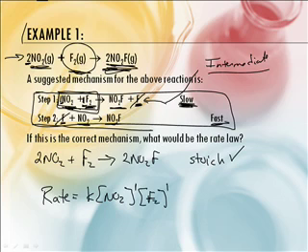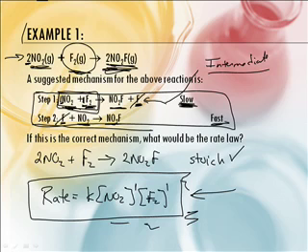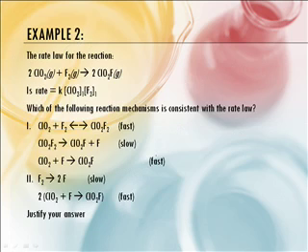Now, in order to determine if this is a plausible mechanism, we would have to experimentally determine what the rate law is and compare the rate law that we just wrote from our mechanism with the slow step to the experimentally determined one. And if they match, then it's okay. But we don't have that information here, so we can't say for sure if it's a valid mechanism. But that would be the rate law if this was the valid mechanism. And it's a reasonable one, too. All right, let's do another one.